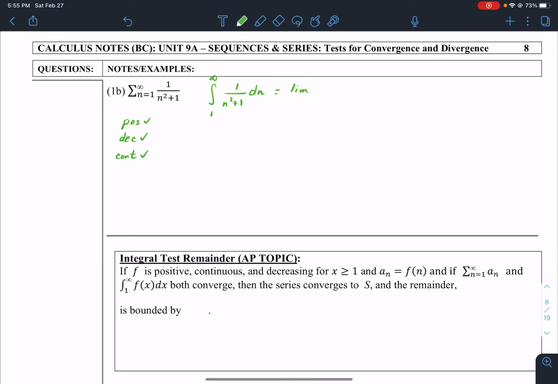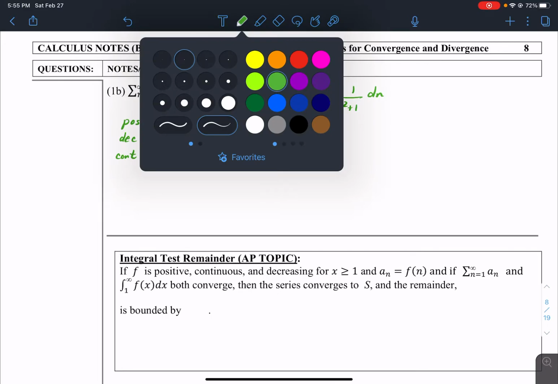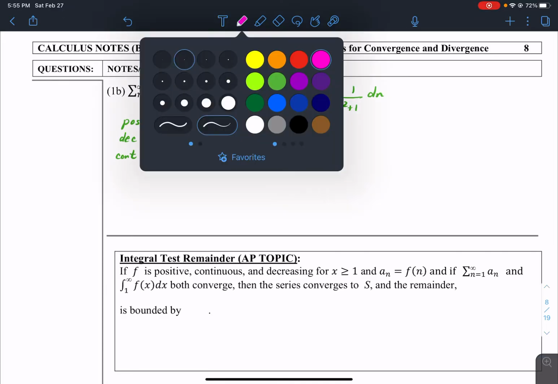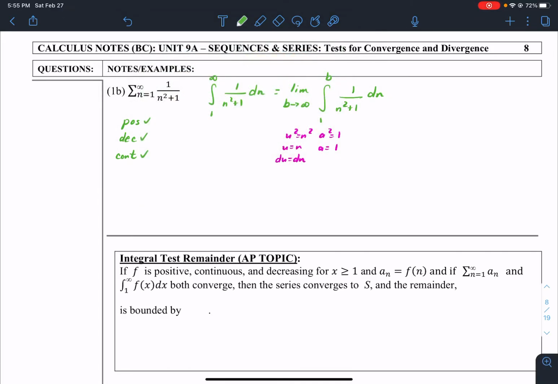So let's set up the limit. The limit as b approaches infinity, the integral from 1 to b of 1 over n squared plus 1 dn. This is arctangent, right? This is not a regular u sub problem. This isn't a natural log. This is a scenario of u and a. So we would have u squared is equal to n squared, and u is equal to n. And then a squared is equal to 1, so a is equal to 1, du is equal to dn. So this is an arctangent. This is an inverse tangent diagnosis whenever it comes to integrating that.